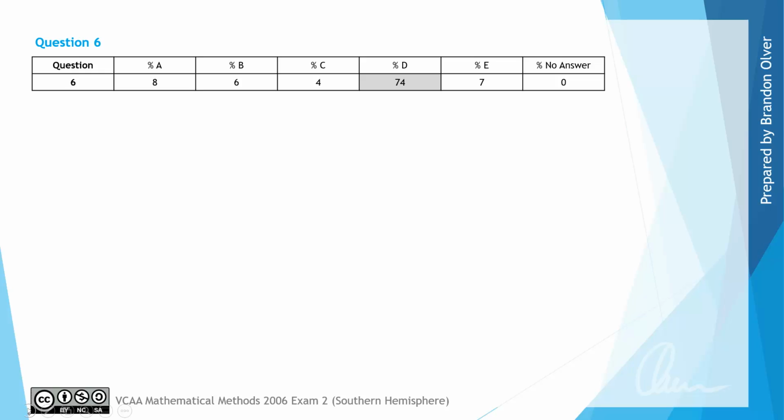From the examiner's report, we can see that 74% of students got that question correct, so it was reasonably well done in the examination.